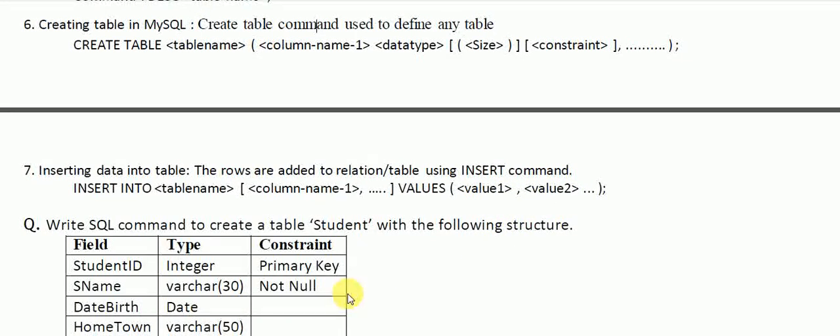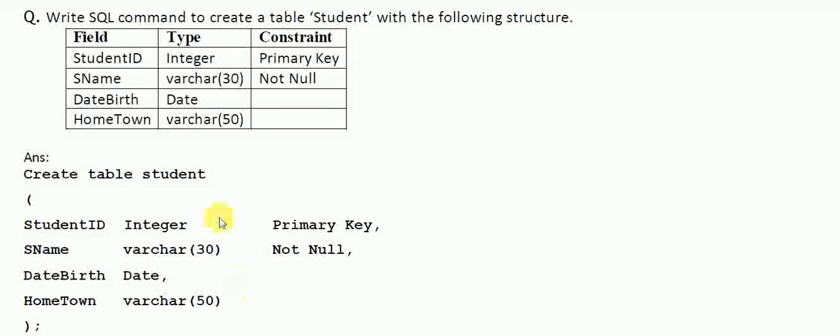Now let's solve a question. Suppose here it is given in the question, write a SQL command to create table student with the following structure. Here the field names are given, the data type is given, and the constraint is given. So when we will write the answer, we will just write the command, that is create table student is the name of this table, then here bracket open, then we have to write the student ID, that is the first, this one, then here integer, that is the data type. Here I have not written the size because it is not compulsory.